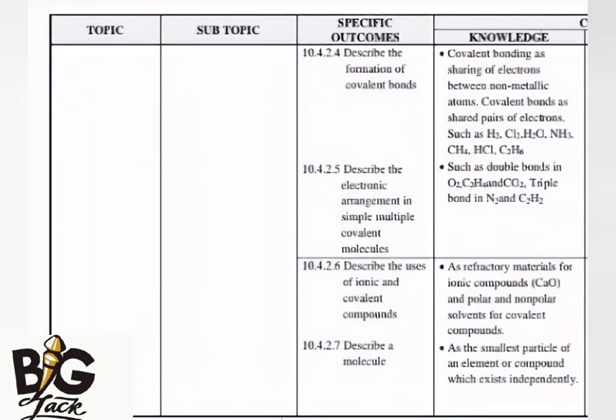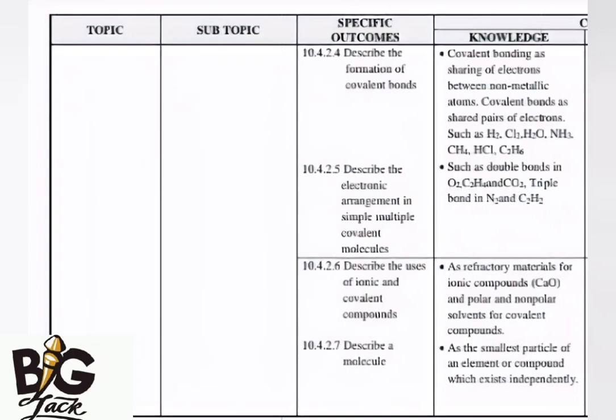Now sometimes in an exam they can give you a structure of the covalent bond, and then they are going to ask you to determine if it is a single bond, double bond, or triple bond. Apart from that one, they are also going to ask you to describe the uses of ionic and covalent bonds. If they ask you, you're going to give them an answer like this one.